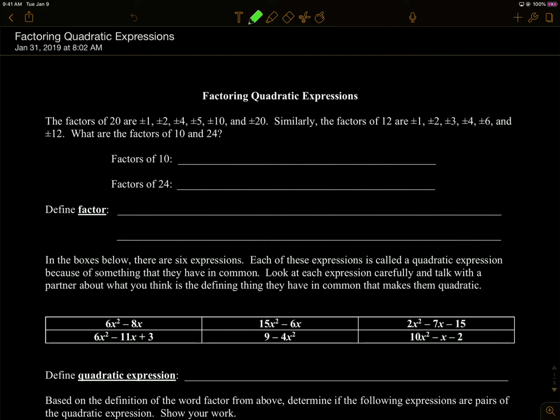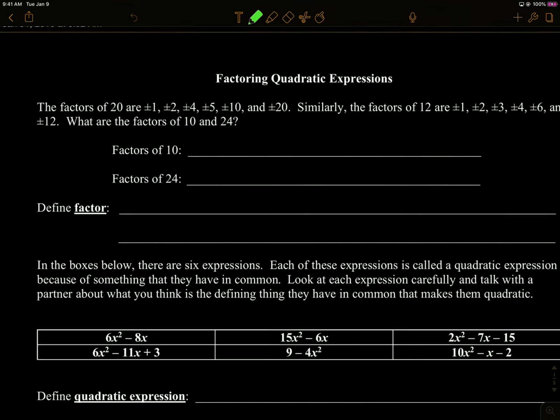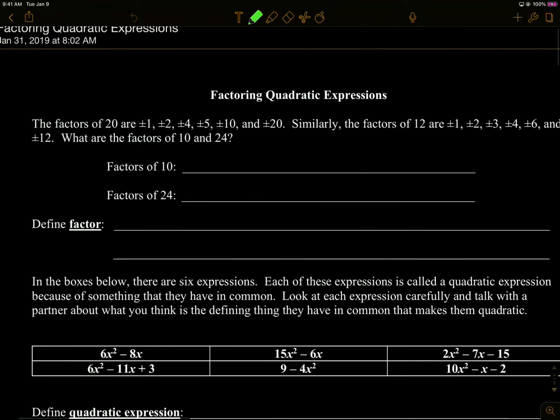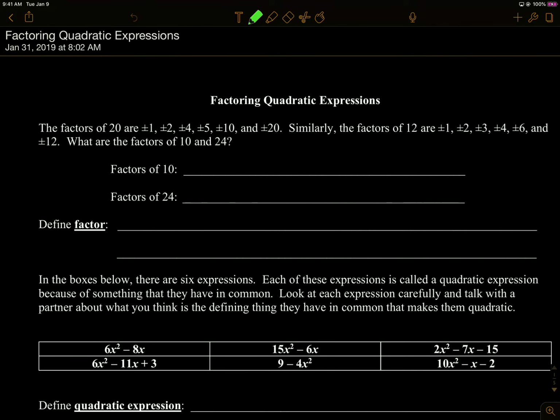Okay, to follow up on what we started in class, we're going to go through a process for factoring all different types of quadratic expressions. So just to go over what a factor is, to recall what that is, for instance, the factors of 20 are numbers that divide evenly into 20. So we've got 1, 2, 4, 5, 10, and 20, and also the negative versions of those.